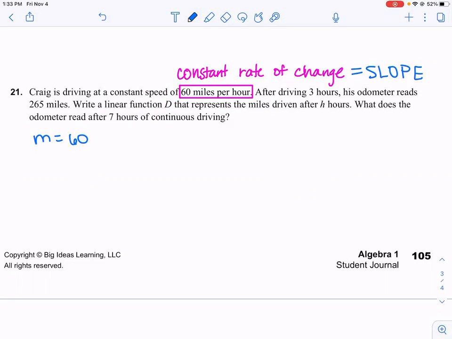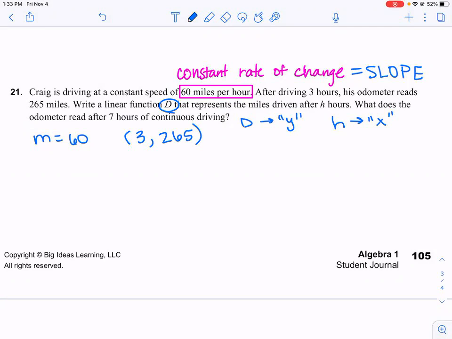So, D is like our y and H is like our x. Okay. So after 3 hours, he has driven 265 miles. So they want us to write a linear function. Hey, guess what? We have a point and we have a slope. We can do that with point slope form.